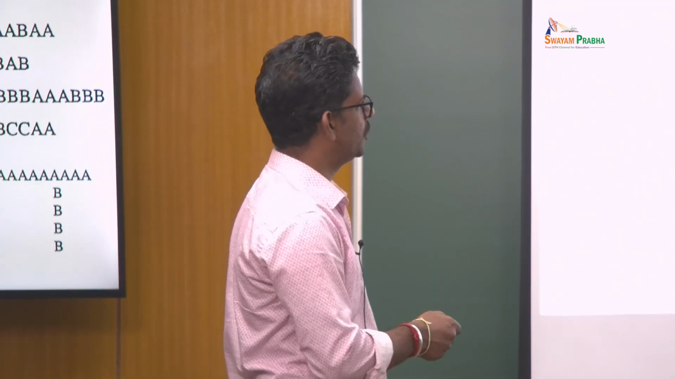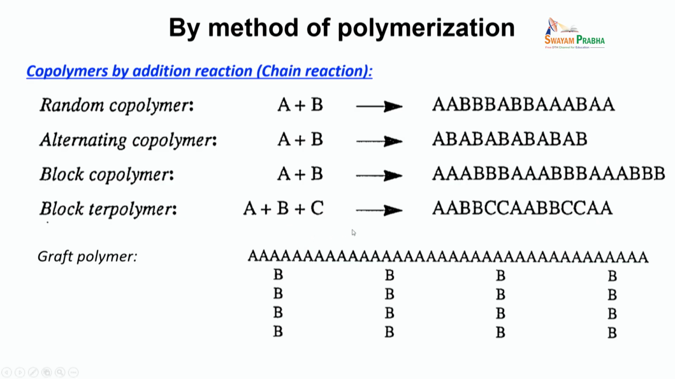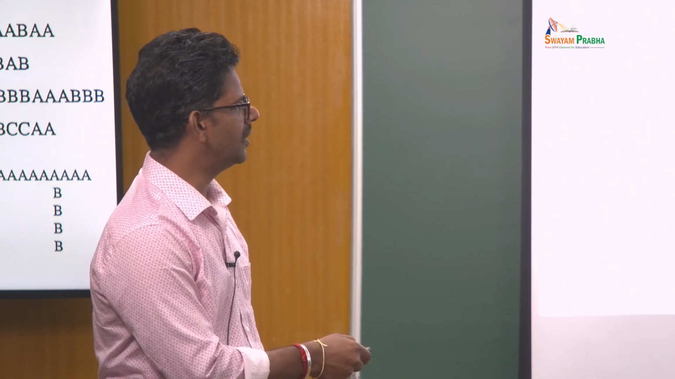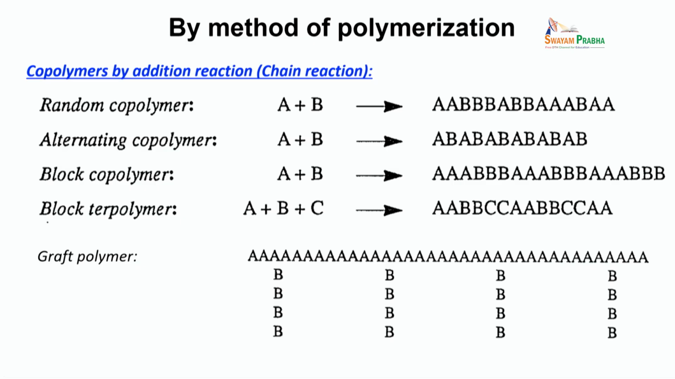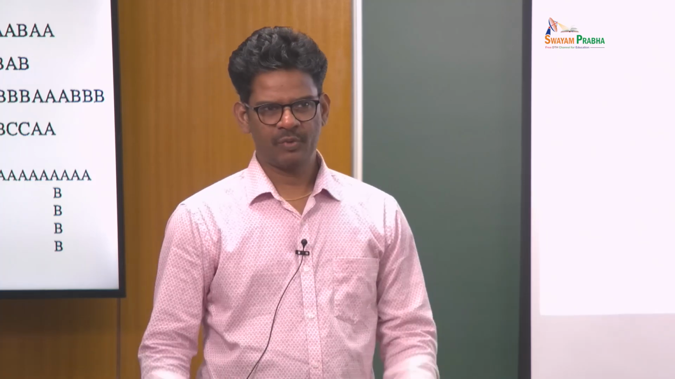Now you can actually go beyond two. You can add even three types of monomers. Then you have something called a tri-block copolymer. You can see that first is the A block, B block, C block, and again it repeats: A block, B block, C block. And then there are more complicated topologies also possible.